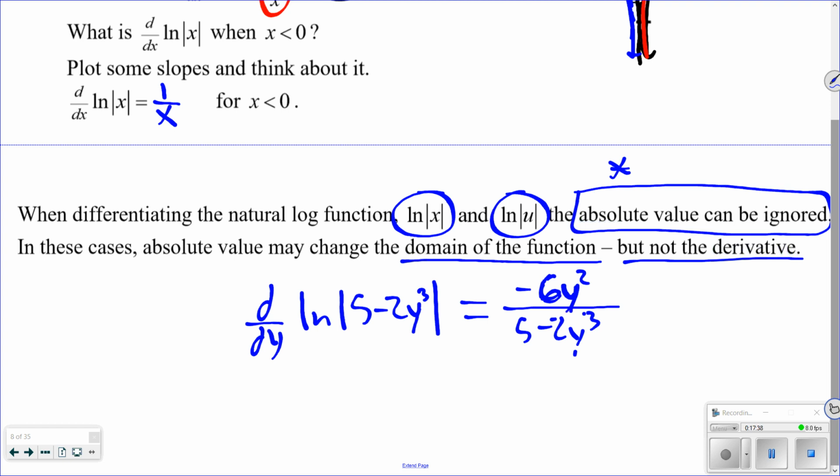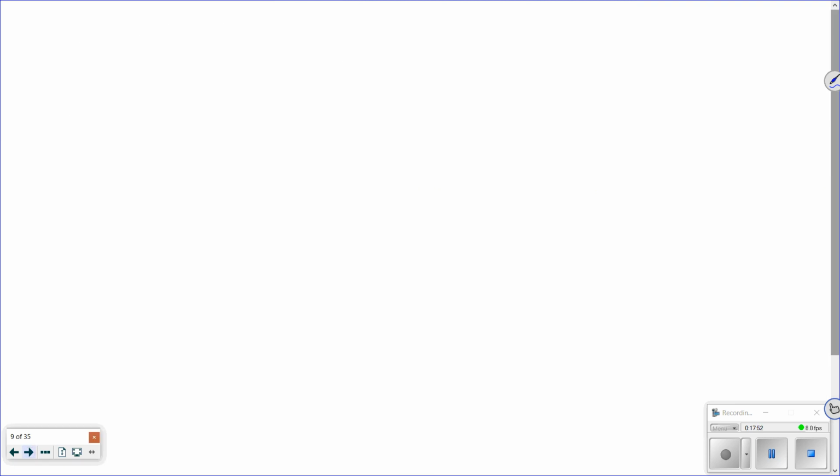So again, long story short, you can just ignore those absolute values inside of the ln when you're finding the derivative. It does change the domain of the function, but it's not asking for the domain, it's asking for the derivative. Okay, I just have a couple last examples here.